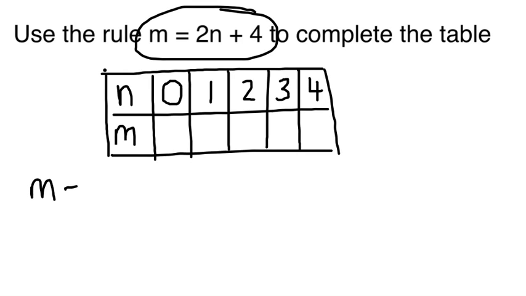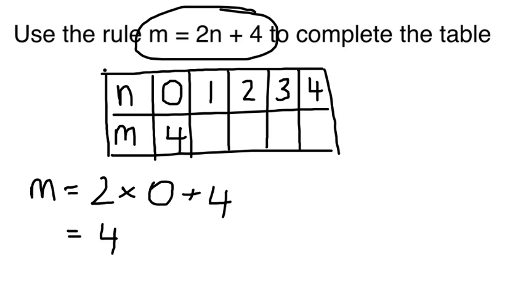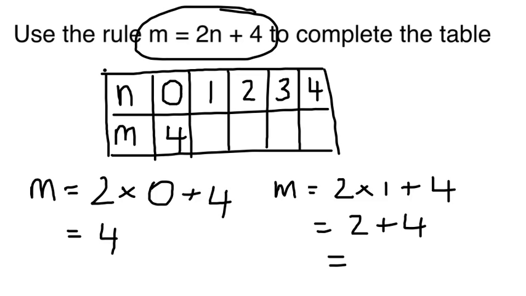So we've got m is equal to 2 times, and we're going to sub 0 straight in. So our first one, 0 is represented for n, so we're going to do 2 times 0 plus 4. We know 2 times 0 is 0, plus 4 is 4. So when n is 0, m is 4. Okay, second one, n is going to be 1, so m equals 2 times 1 plus 4, which equals 2 plus 4, which equals 6.